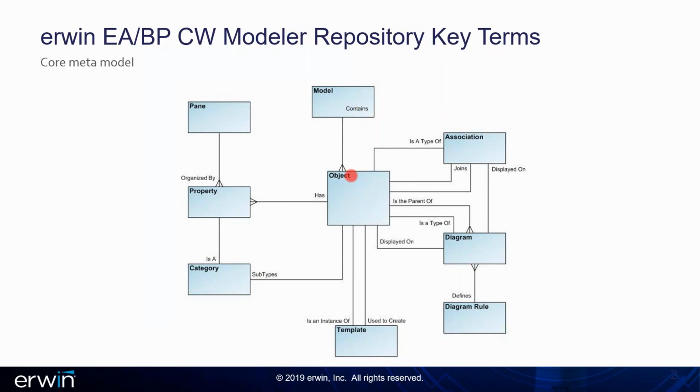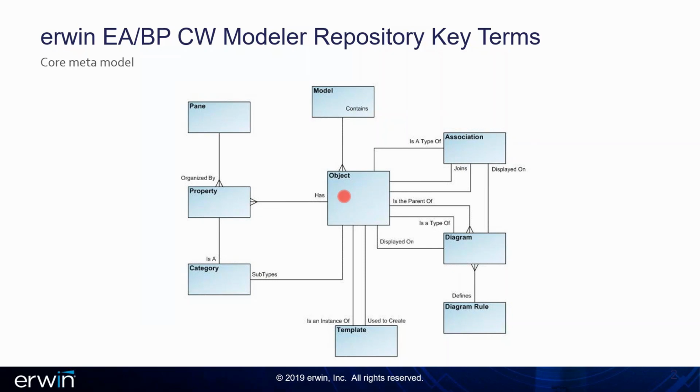The model itself contains objects. Objects are the information entities that make up the architecture, such as activities, systems, processes, roles, technologies, databases, data stores, things like that. So everything captured in the model is an instance of an object.